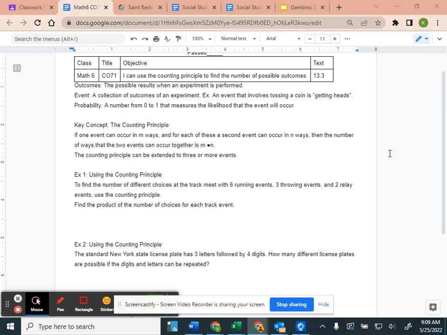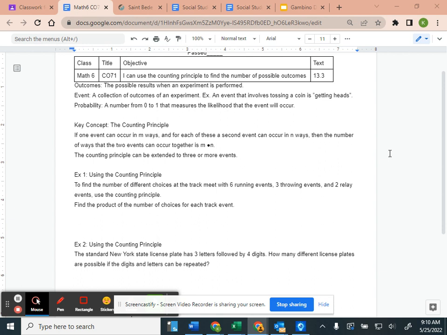Okay, good morning. Today we are continuing with probability. We are doing CO71. I can use the counting principle to find the number of possible outcomes. So this will not work if they say, how many of the two evens will you get? You need to be able to do a tree diagram to find how many of your outcomes are even. You can use this to find out the possible number of outcomes. So this won't work for every probability, but it will work for a lot.